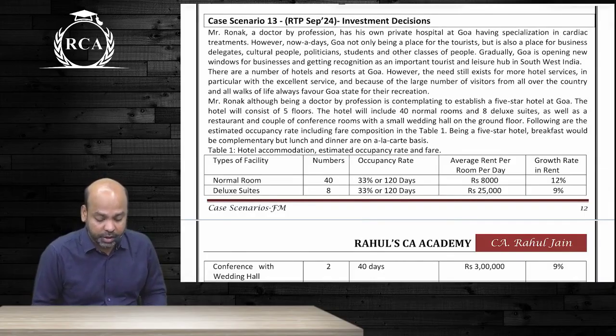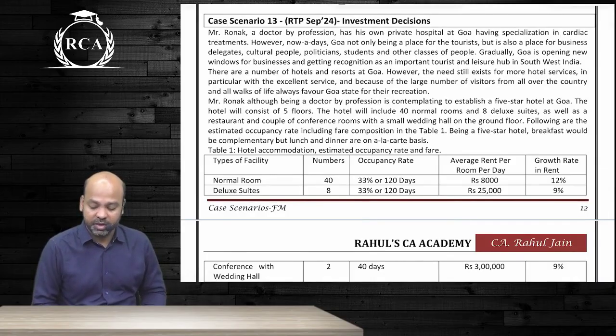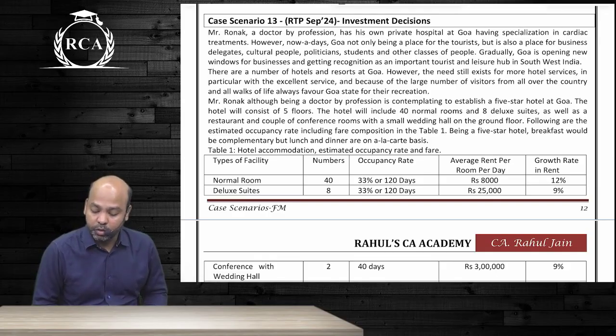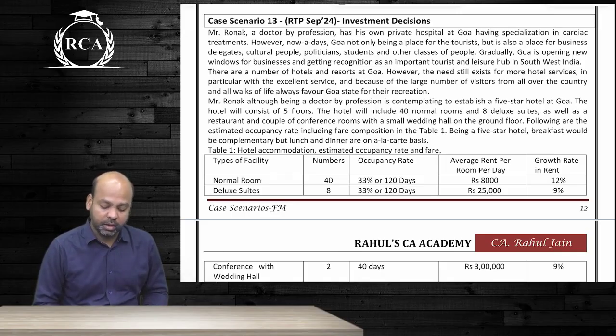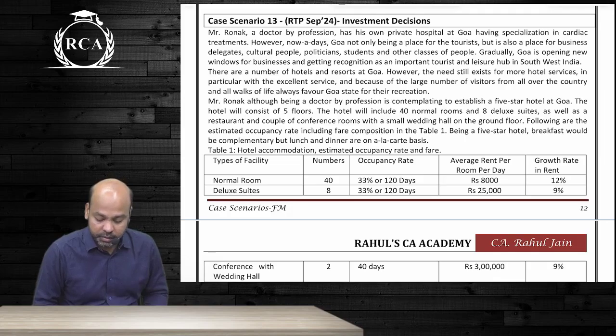Mr. Ronak, although being a doctor, is contemplating to establish a 5-star hotel at Goa. The hotel will consist of 5 floors. It will include 40 normal rooms and 8 deluxe suites, as well as a restaurant and a couple of conference rooms with a small wedding hall on the ground floor. Following are the estimated occupancy rate, including fare composition in table 1. Being a 5-star hotel, breakfast would be complimentary, but lunch and dinner will be on an a la carte basis.